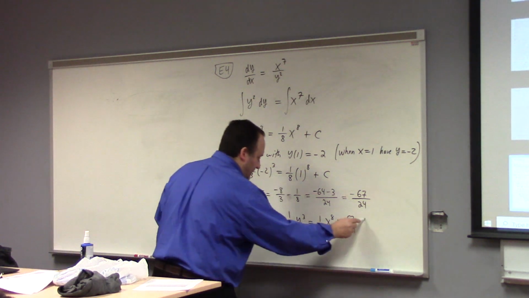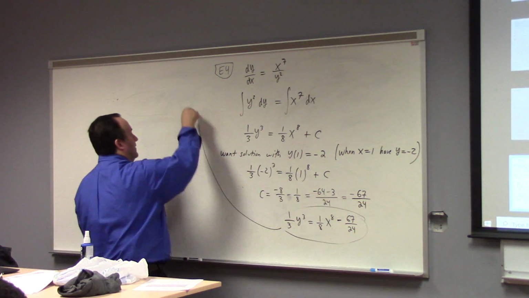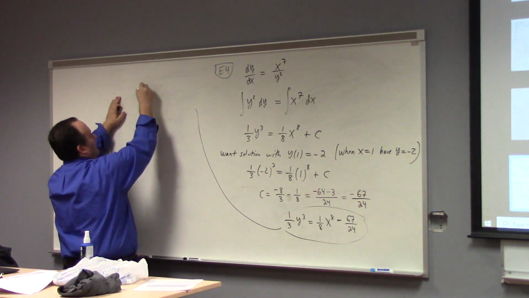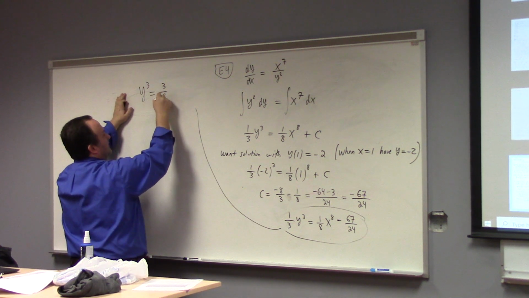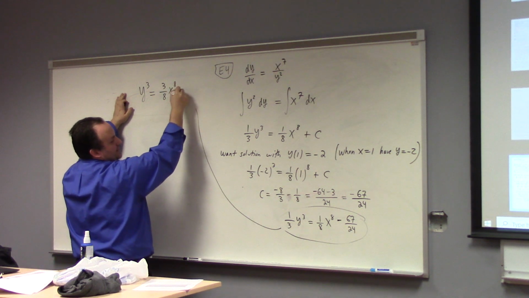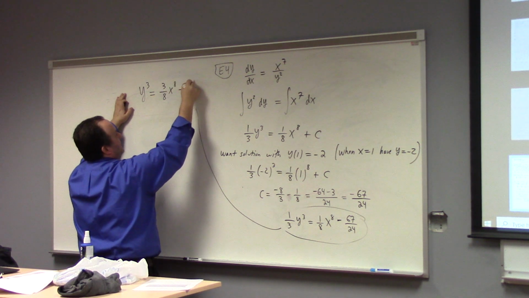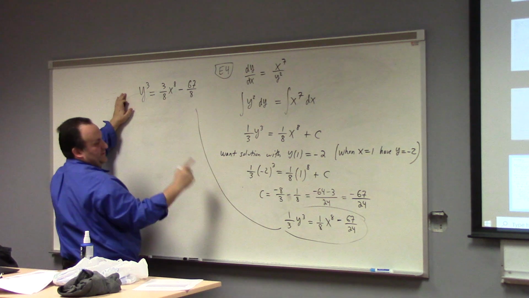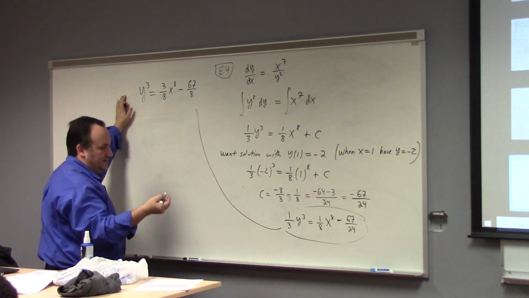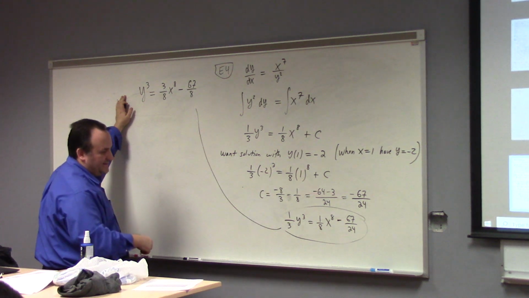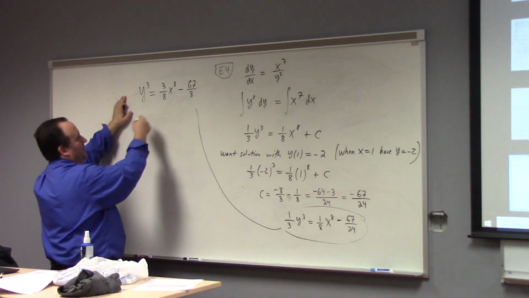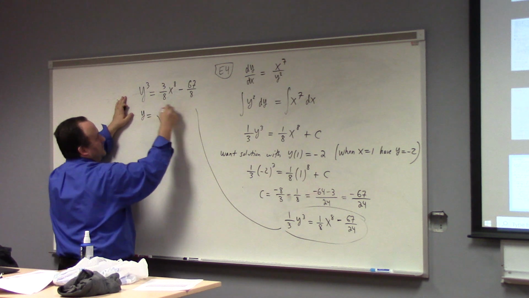So for this problem, multiply by 3, I've got y cubed equals 3/8 x to the 8th minus 67 over 8, right? Because 24 is 3 times 8. Okay, and then y is what? Y is the cube root.